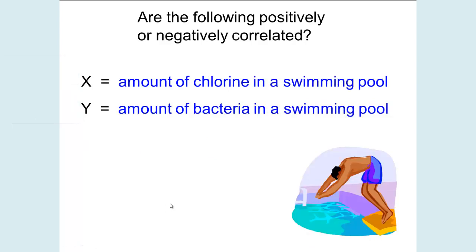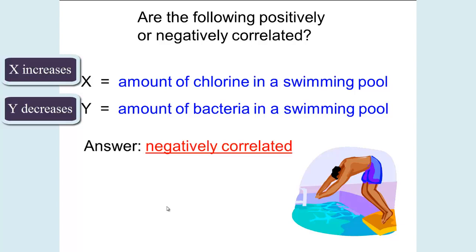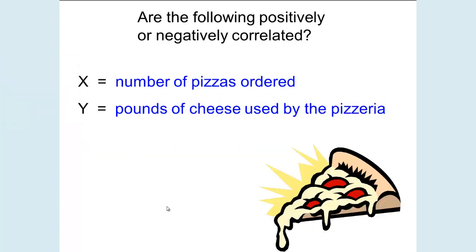Are the following positively or negatively correlated? X is the amount of chlorine in a swimming pool. Y is the amount of bacteria in the swimming pool. As the amount of chlorine increases, the amount of bacteria would decrease. So that means they're moving in opposite directions. Therefore, they are negatively correlated.